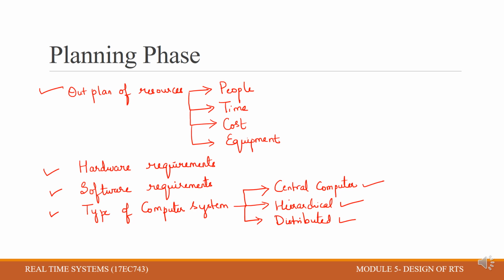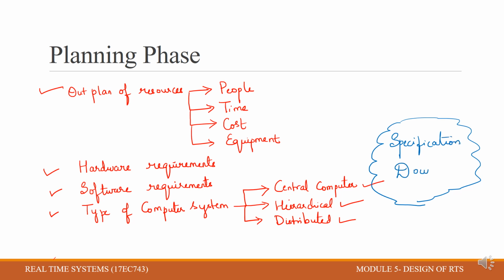What will be the outcome of the planning phase? Will it be in product form? No, the outcome of the planning phase will be in terms of a document. We call this document the specification document.